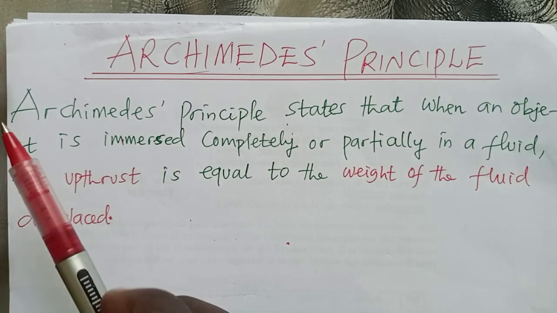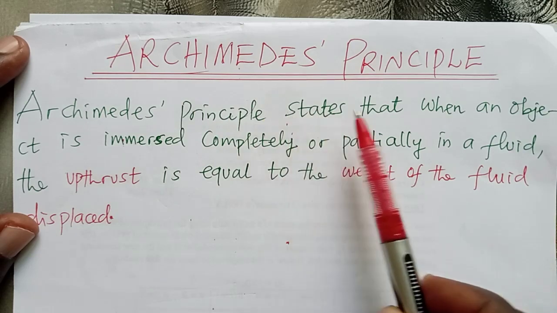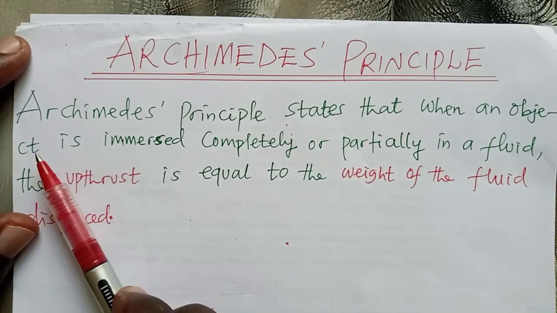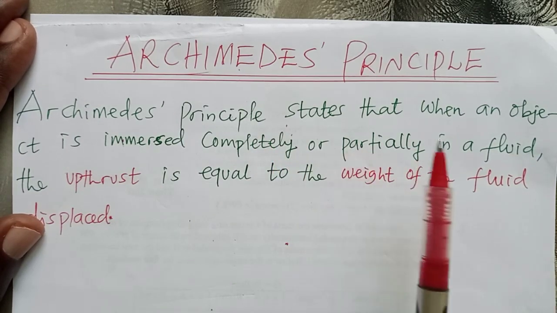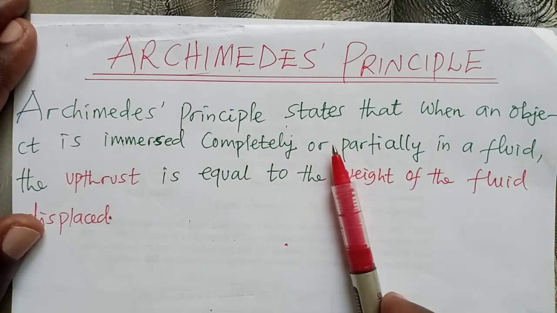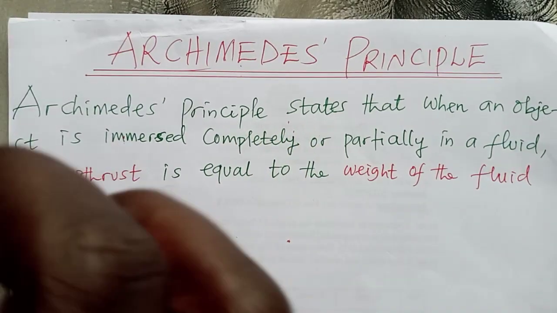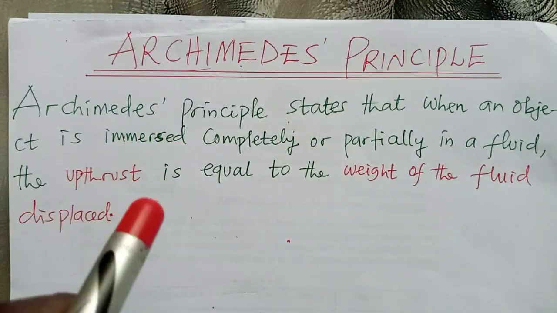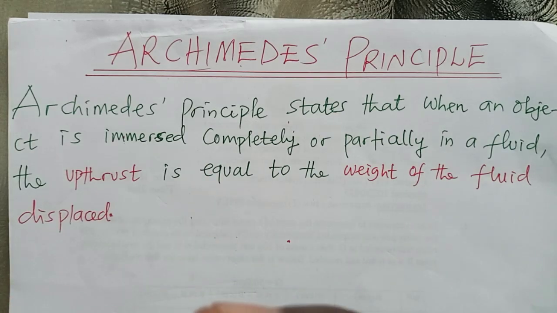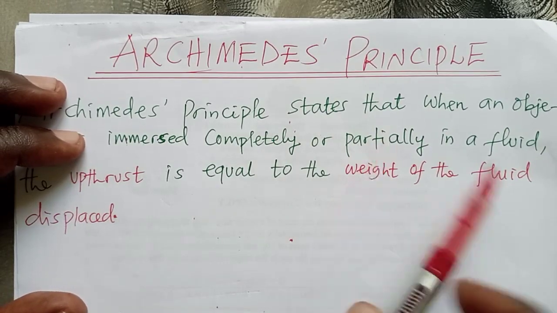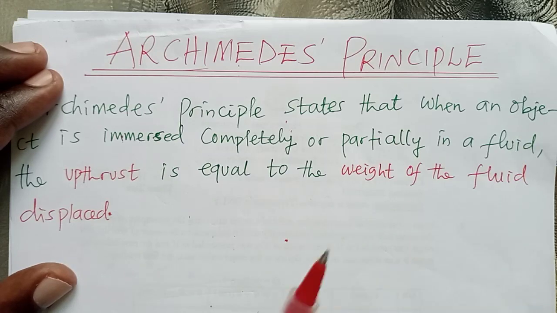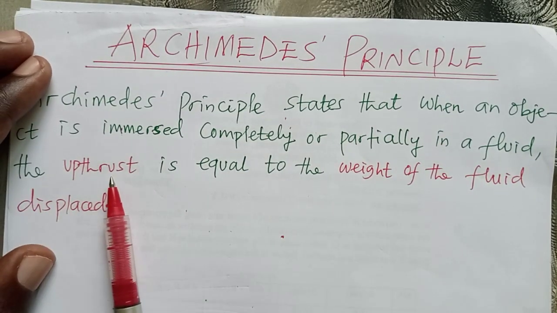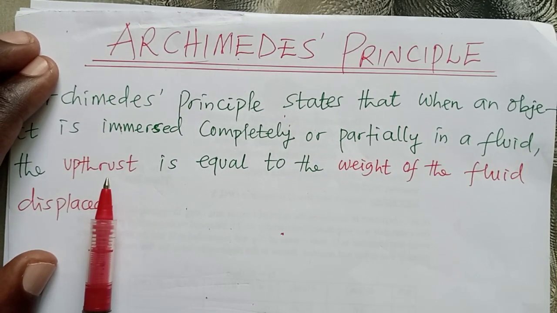Archimedes' principle states that when a solid object is immersed completely or partially, it doesn't matter which one of the two. Once it is immersed, whether only a portion of it or the entire object, that's the meaning of completely or partially, in a fluid, and this fluid can be a liquid or gas, the upthrust is the force it will experience.